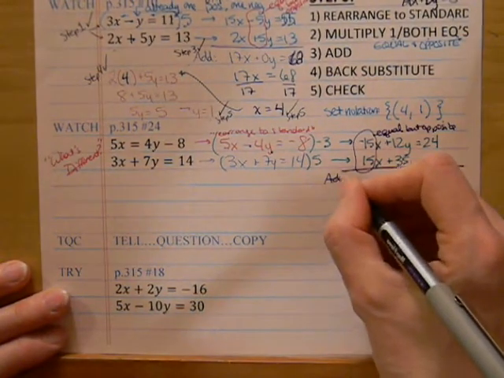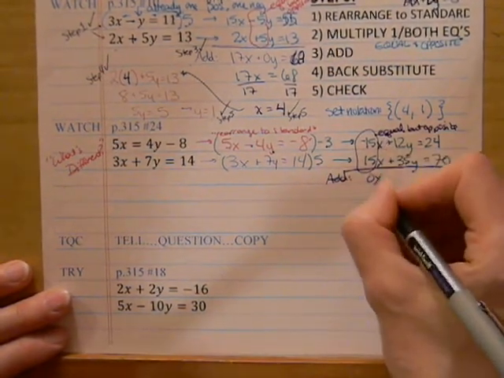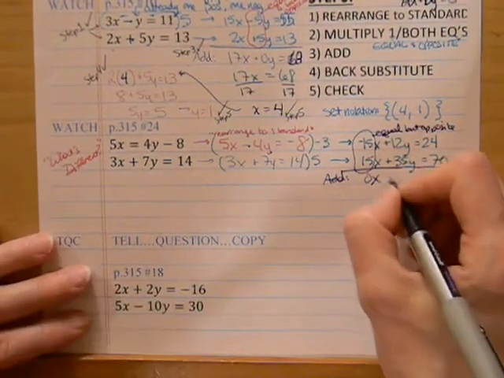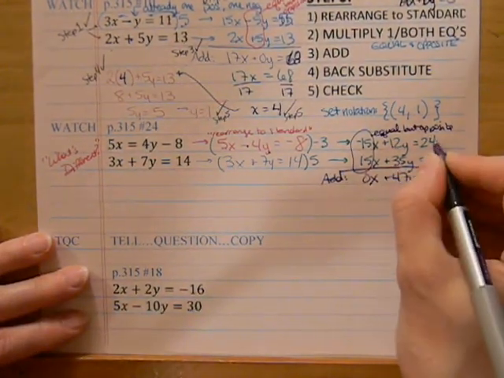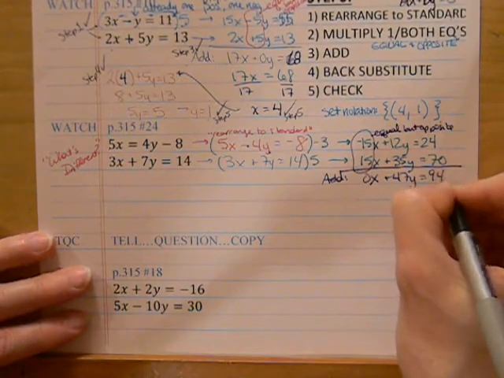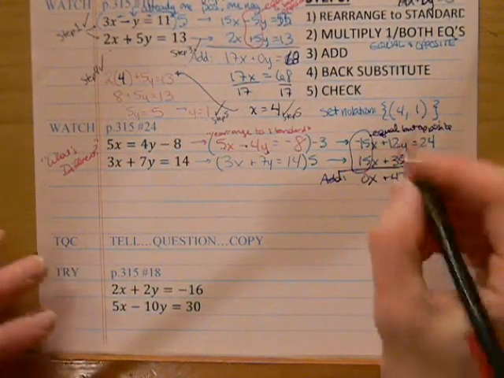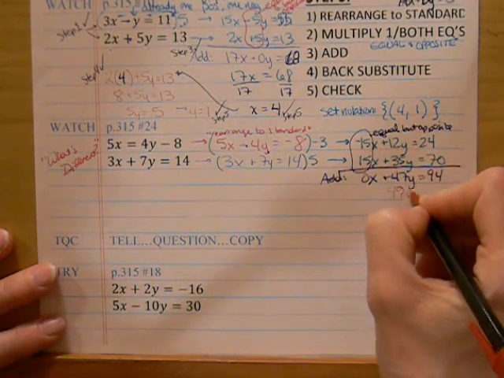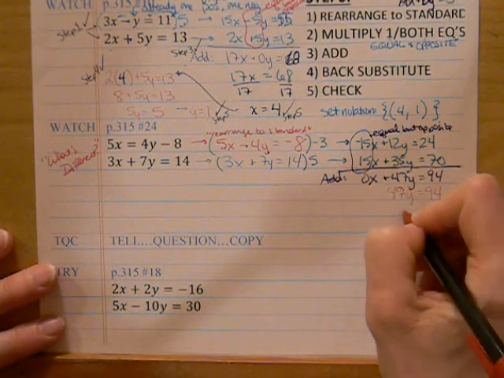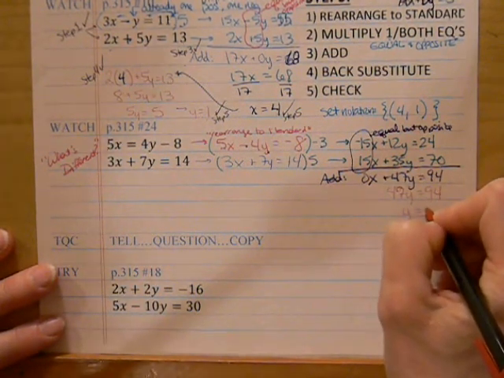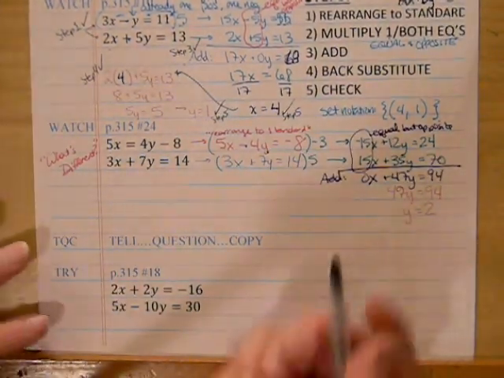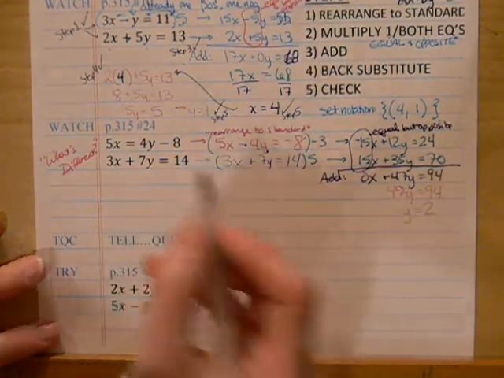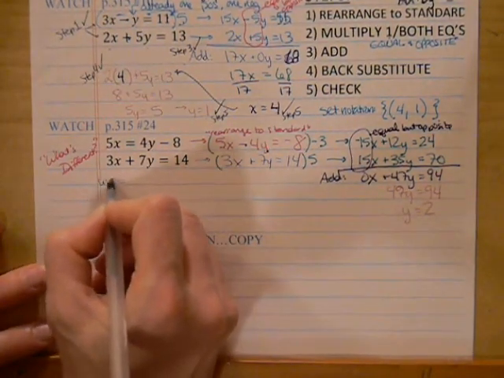Okay, so now we get to add them together. Those eliminate. That was our goal. 0x plus 12y plus 35y is 47y, equals 24 plus 70 is 94. And that just leaves me with 47y equals 94. Divide both sides by 47. Y is equal to 2. Back substitute that in to either equation here. How about we use the first one.